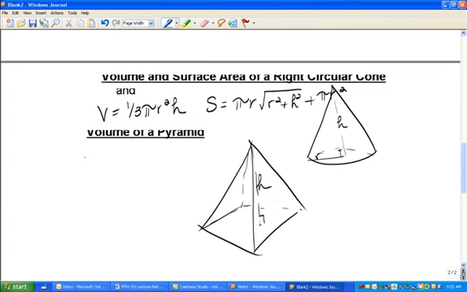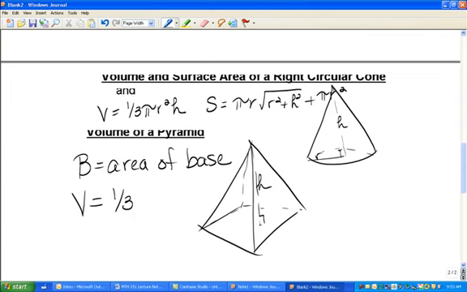And what we do is we find the area of the base using the appropriate formula. If it's a triangle, use the triangle formula. If it's a rectangle, we use the rectangle formula. If it's a square, we use the formula for a square. And then we take the volume, and we don't have to do a surface area, thank goodness for this one. It will be 1/3 the area of the base times the height. So depending on what we have, we use the appropriate base formula.